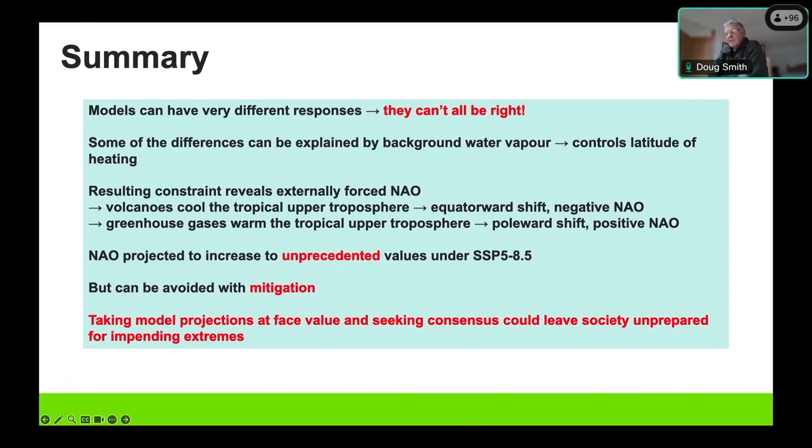Under the business as usual scenario, the NAO is projected to increase to unprecedented levels, but these can be avoided through mitigation. And I think the main take-home message is that taking model projections at face value and seeking consensus, which we often do, could leave society unprepared for impending extremes. Okay, thank you very much.